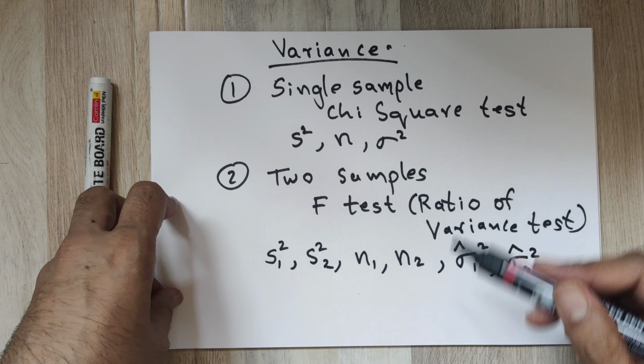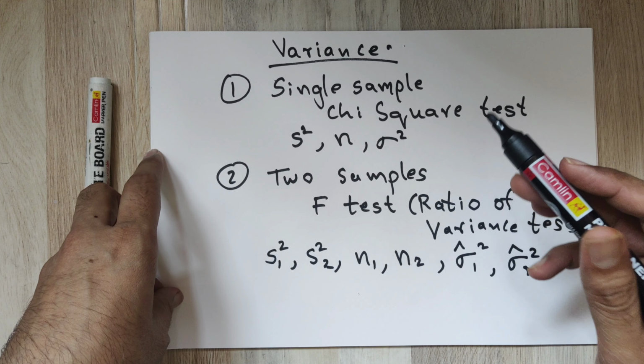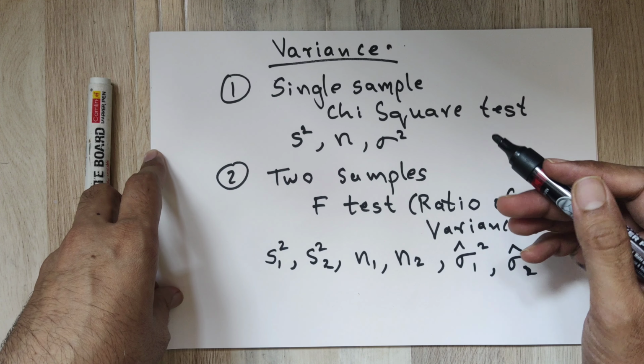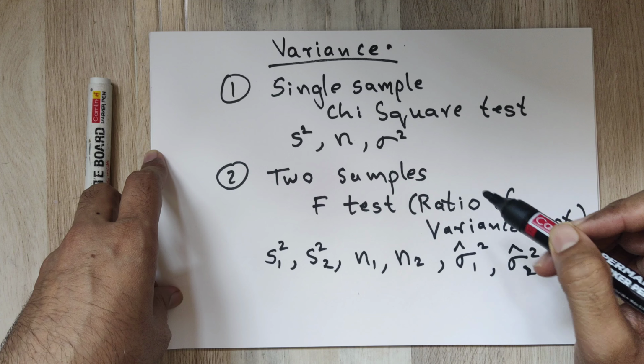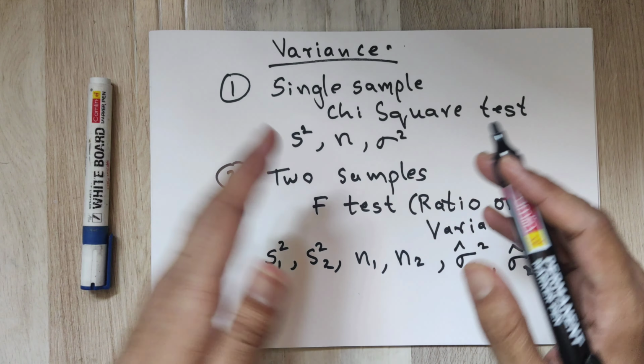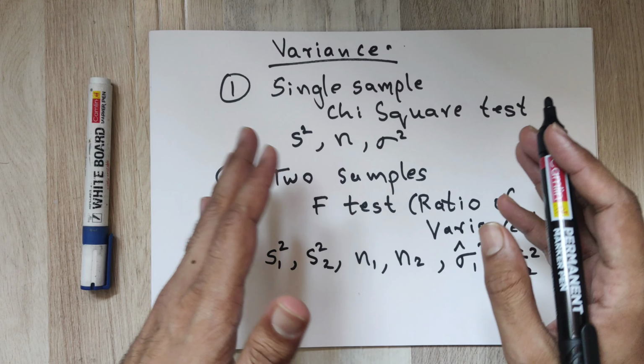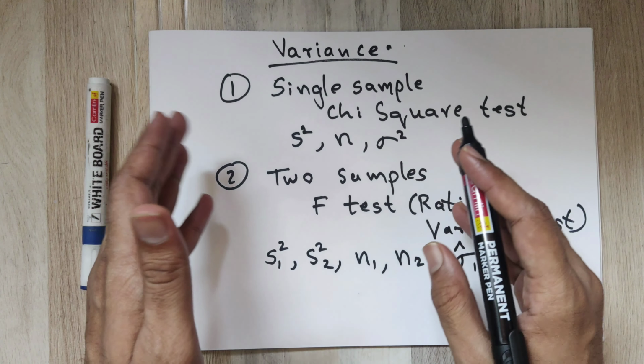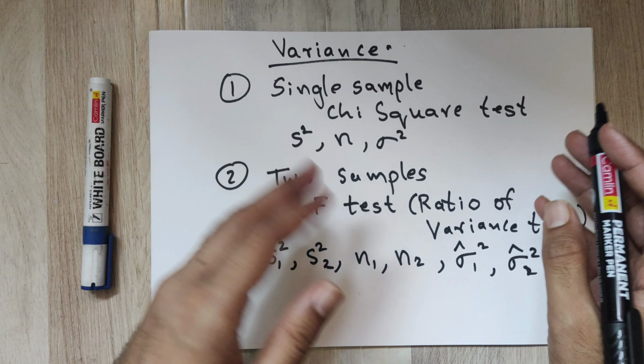These tests are used when we want to estimate or test our hypothesis with variance as the parameter. So when we are talking about parameters, there are different parameters that we use for doing testing of hypothesis, and we also have a few tests which are non-parametric.